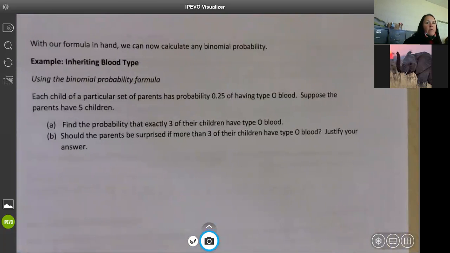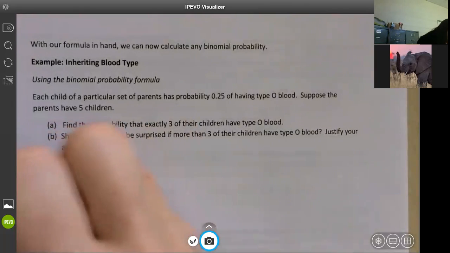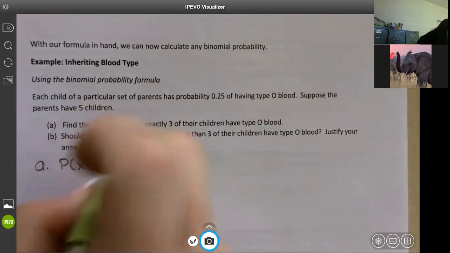With our formula in hand, we can now calculate any binomial probability. We don't have to write out any of the arrangements. Each child of a particular set of parents has a probability of 0.25 of having blood type O. Suppose the parents have 5 children, so the same scenario that we just had. Find the probability that exactly 3. So for A, we're doing the probability that we have 3.